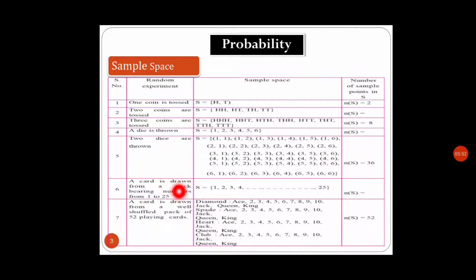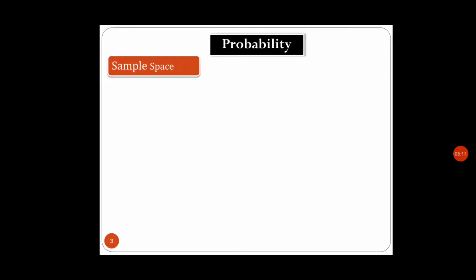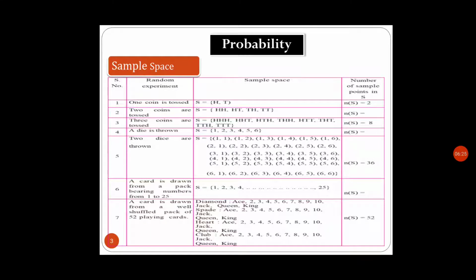Similarly, a card is drawn from a pack of cards numbered 1 to 25. Then the sample space is 1, 2, 3 up to 25, and n(S) is equal to 25. Then the seventh one: a card is drawn from a well shuffled pack of playing cards. There are 52 outcomes, so n(S) is equal to 52.